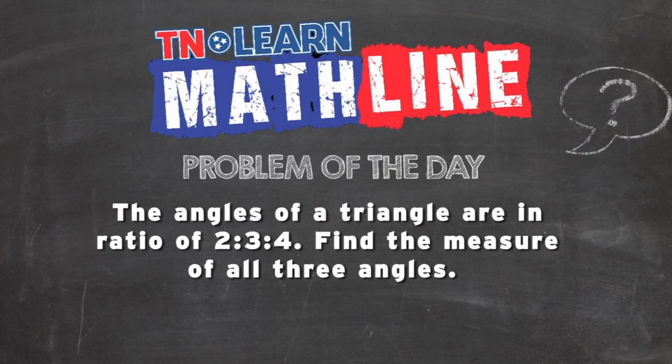The angles of a triangle are in the ratio of 2, 3, 4. Now that's an extended ratio. Find the measure of all three angles.